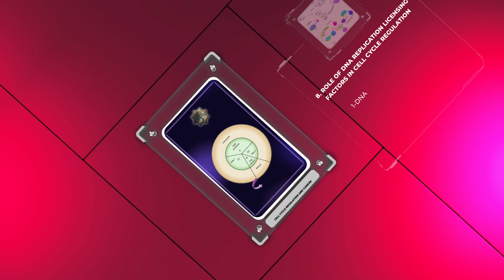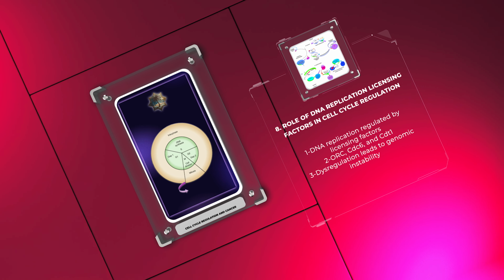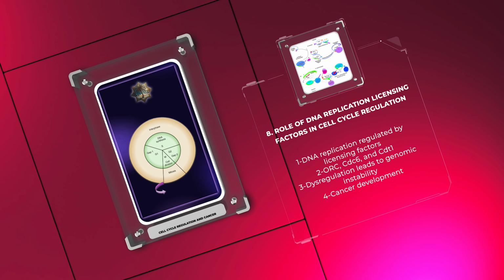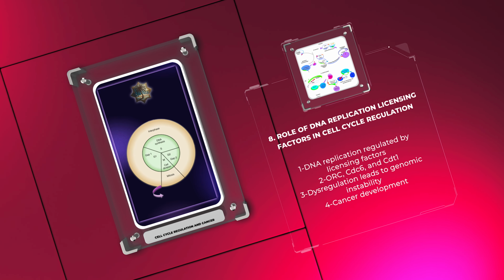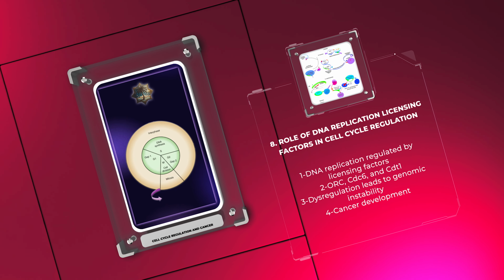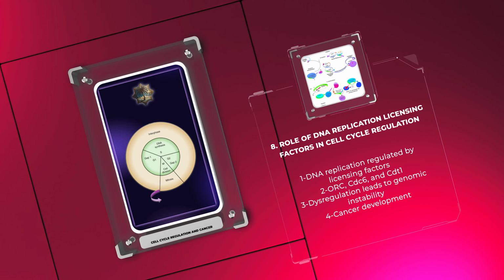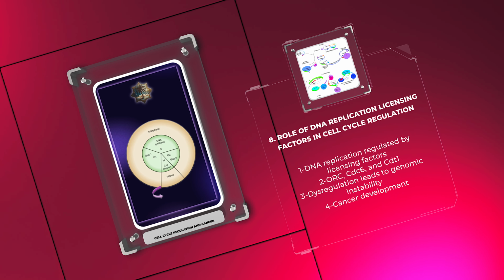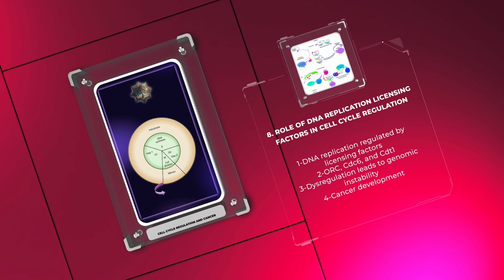DNA replication during the S phase of the cell cycle is regulated by DNA replication licensing factors such as ORC, CDC6, and CDT1. These factors assemble pre-RCs at DNA replication origins, marking them for replication initiation. Dysregulation of these factors can lead to genomic instability and cancer development.